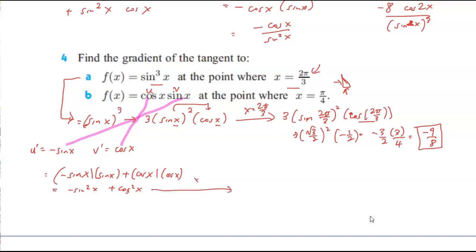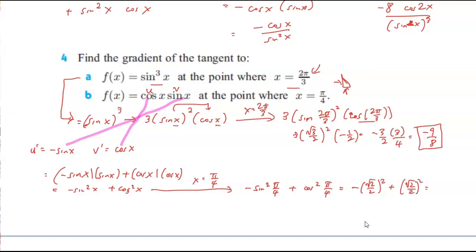Now I'm going to plug in x equals pi over 4. Negative sine squared pi over 4 plus cosine squared pi over 4. Don't do 2 steps at once, because if you find the wrong unit circle value, all is lost. Remember, sine of pi over 4 and cosine of pi over 4 are both square root of 2 over 2. So negative square root of 2 over 2 squared plus positive square root of 2 over 2 squared.